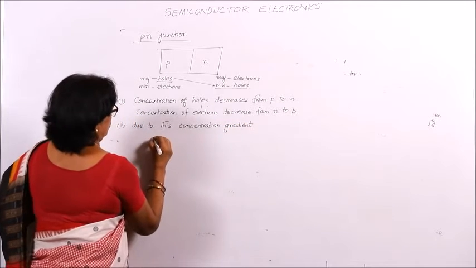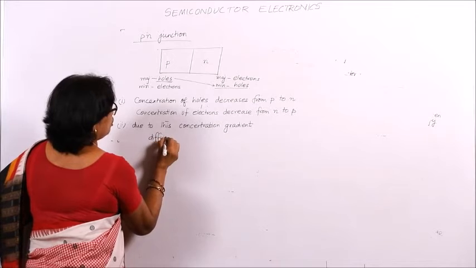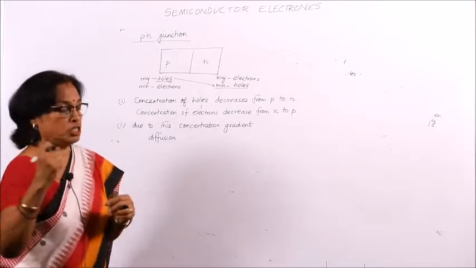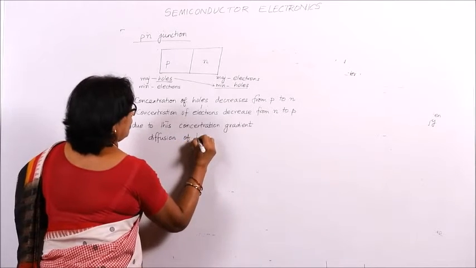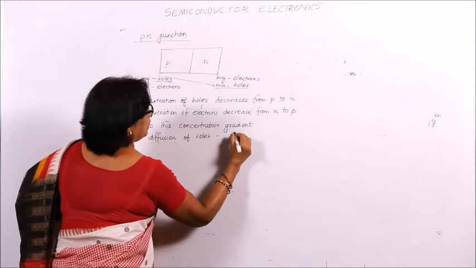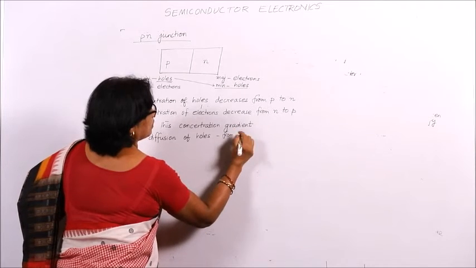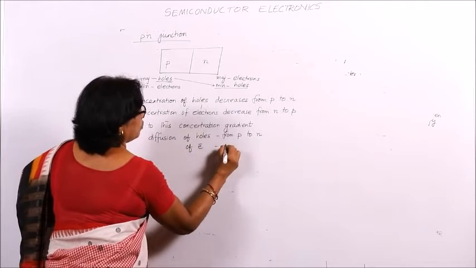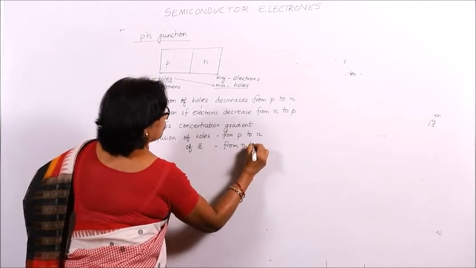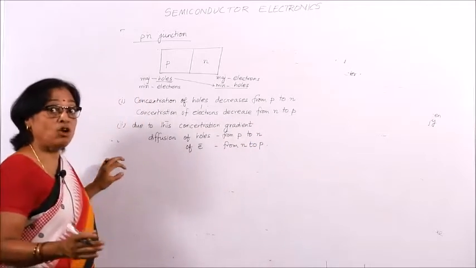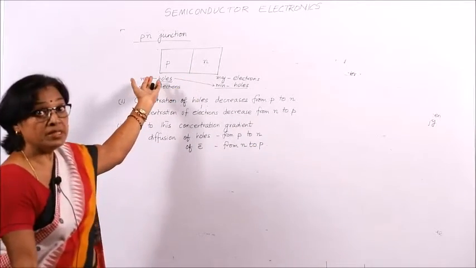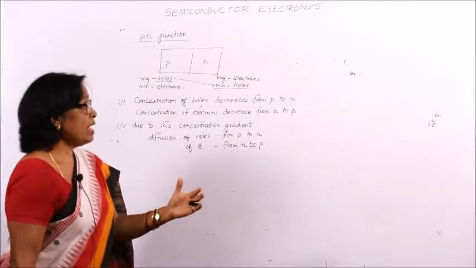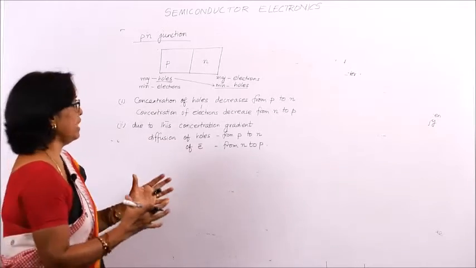there will be diffusion. Just like gas molecules diffuse from higher concentration to a lower concentration, diffusion of holes takes place from p to n, and diffusion of electrons from n to p. Does it mean that all the electrons of the n side will come to the p side and all the holes of the p side will go to the n side? No. What happens is that some mechanism starts.